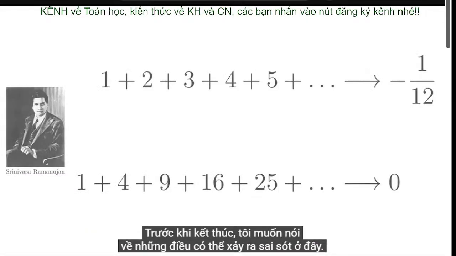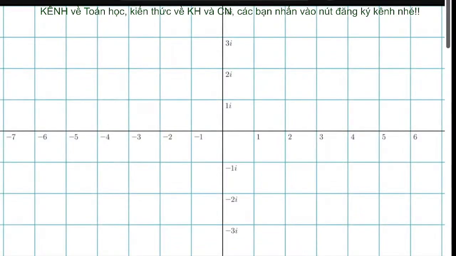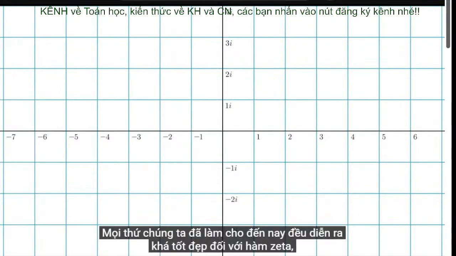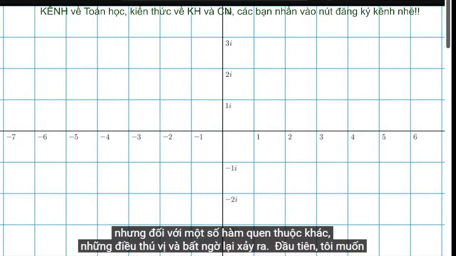Before we wrap up, I want to talk about what can go wrong here. Everything we've done so far works out surprisingly nicely for the zeta function, but for some other familiar functions, interesting and unexpected things happen.